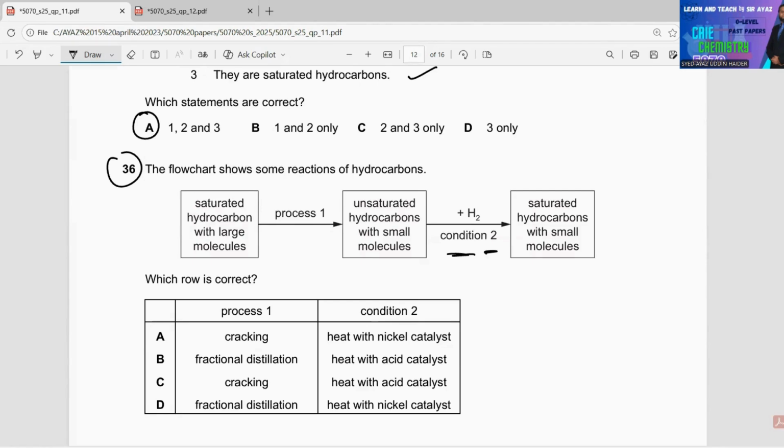Which row is correct? They are asking what the process is if you are converting saturated hydrocarbon into unsaturated. It must be cracking. So either A is correct or C is correct. B and D are incorrect. Now what about condition 2? In condition 2, we are converting unsaturated hydrocarbons to the saturated hydrocarbon, which is done by heating with nickel catalyst, not with acid catalyst. So A must be the right answer in this case.